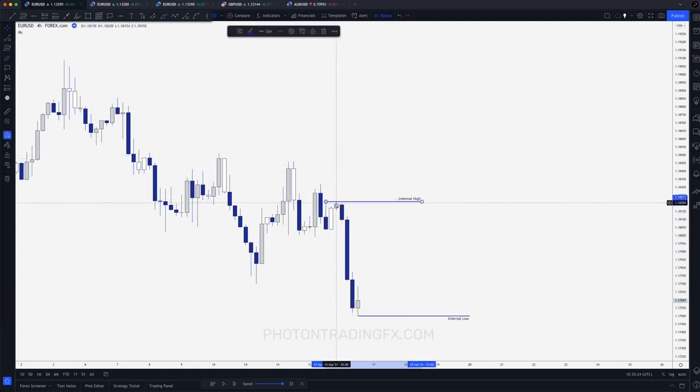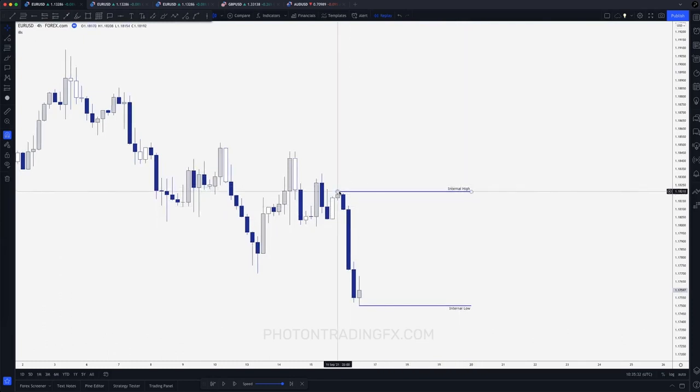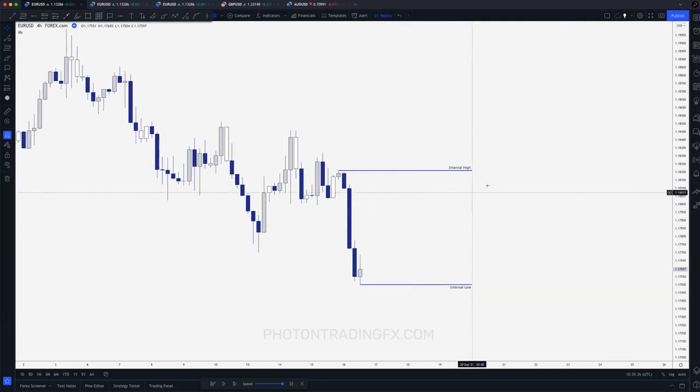Okay, so at this point, the internal structure is obviously bearish. If it was to switch bullish, this would be the level that I would have marked out on my charts. I would be waiting for this high to go, for there to be a bullish change of character.